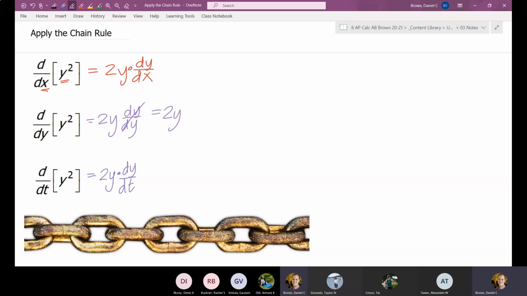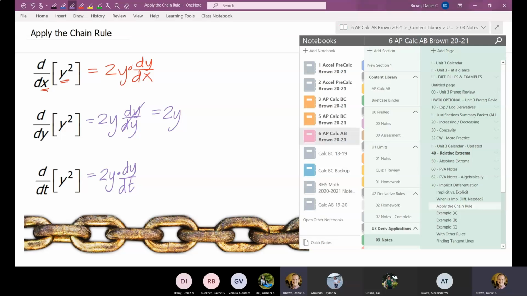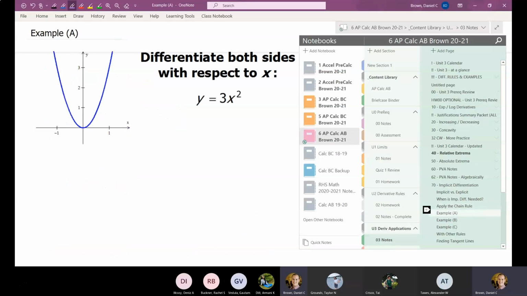Questions so far before we look at some more of the AP type questions? All right, let's look at this first one.